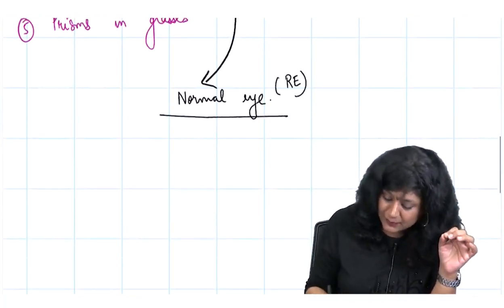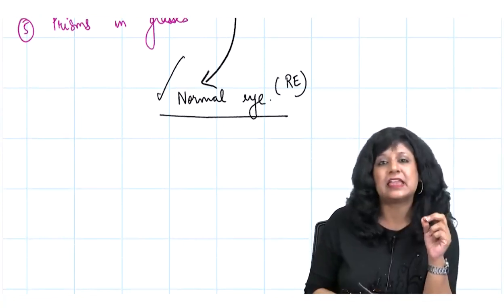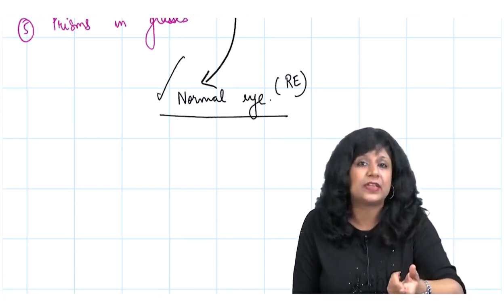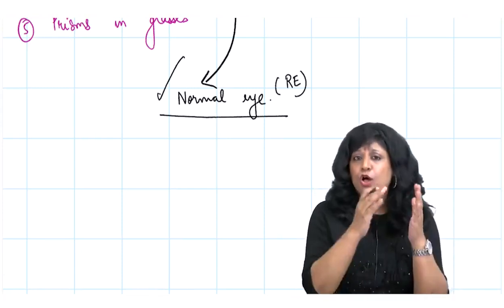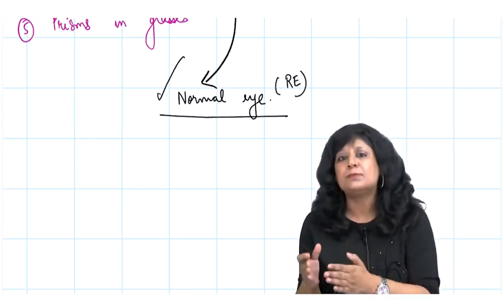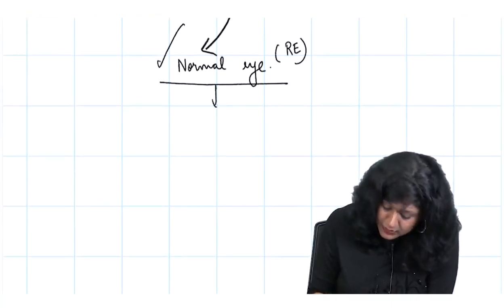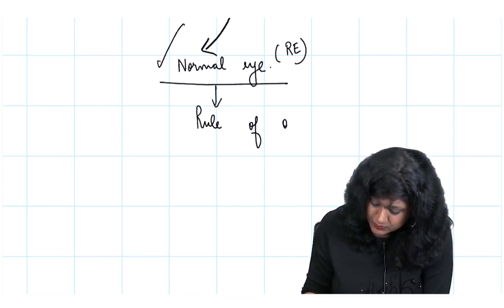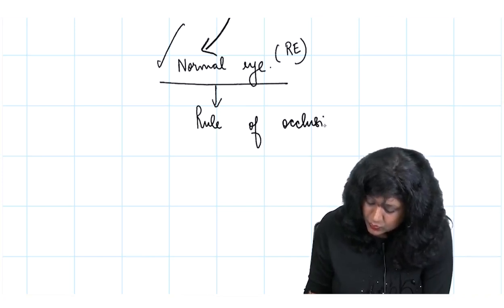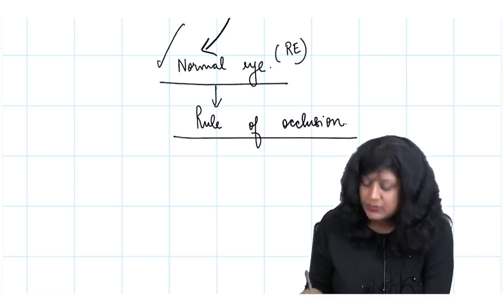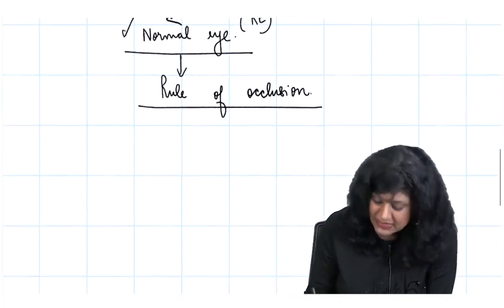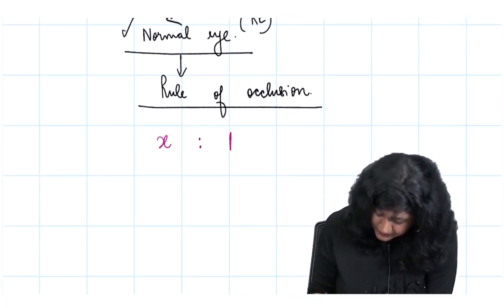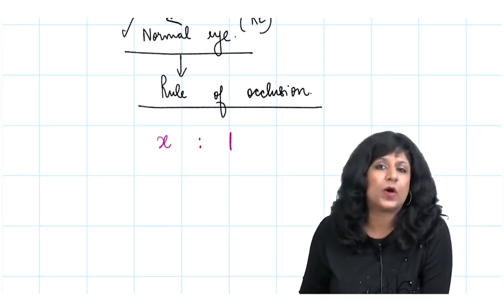Now what will happen if you are covering this eye? We have a risk of even this normal eye going into amblyopia. So obviously you have to follow some order. So what is the rule of occlusion? The rule of occlusion is very simple. It says x is to 1.